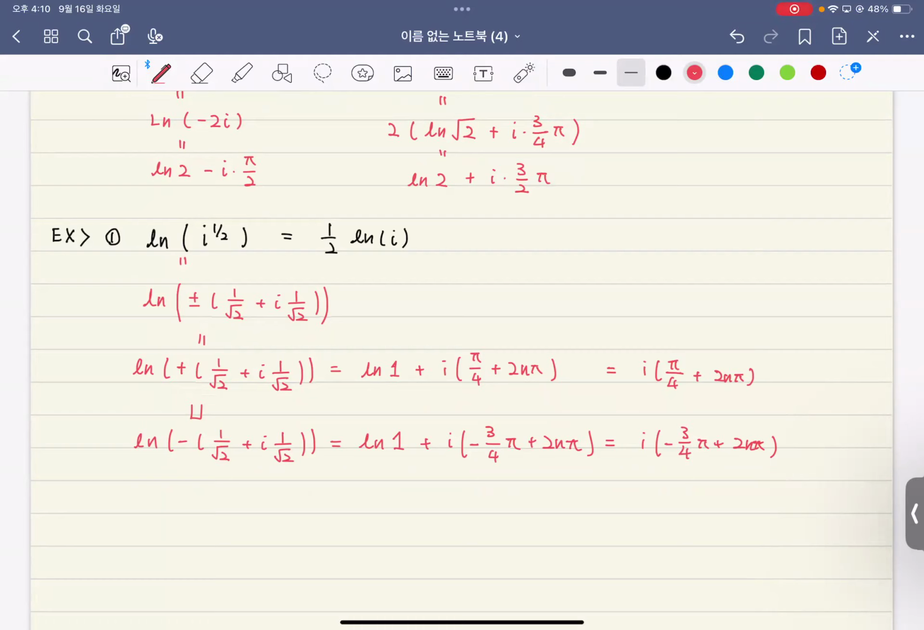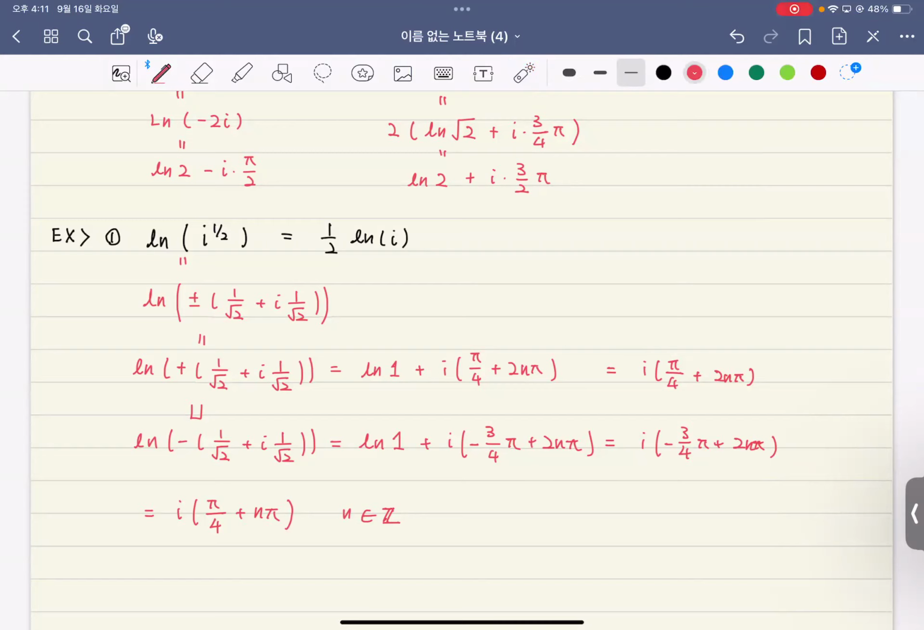I have a better idea. Maybe I can write this set as 4 times i times (pi over 4 plus n pi). If I do this, maybe I am good to replace these two expressions into these ones.